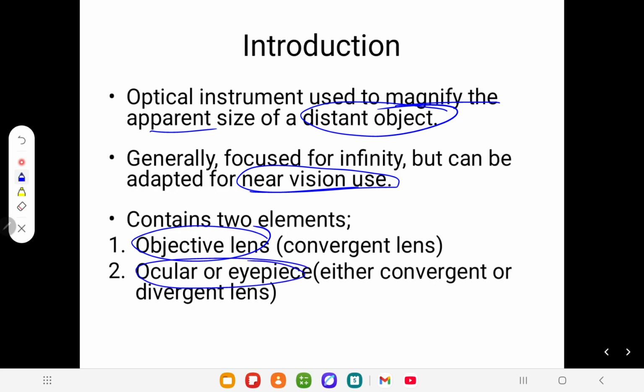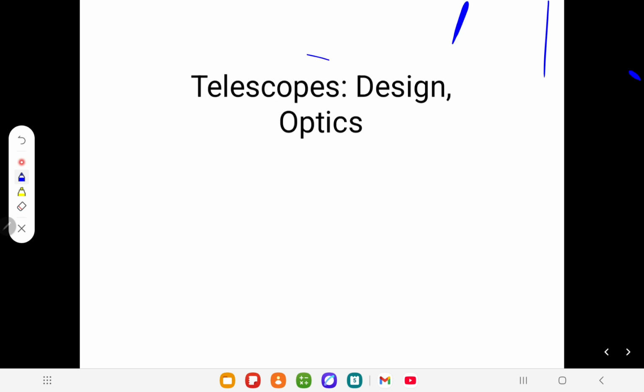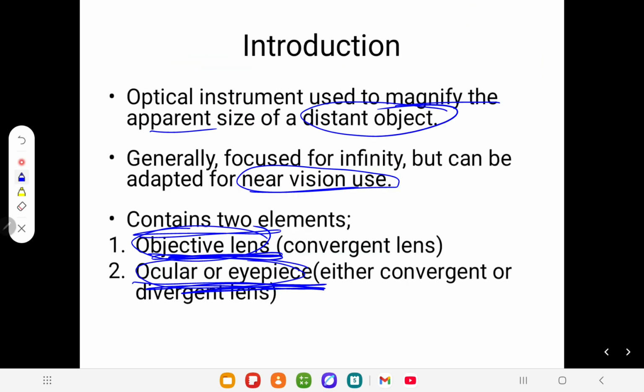Since the ocular lens or eyepiece is towards our eye, it's called the eyepiece. And since the objective lens is towards the object which we are trying to focus or view, it's called the objective lens. Again, we call it telescope because tele is distance and scope is to view. So we have to understand how the nomenclature works.